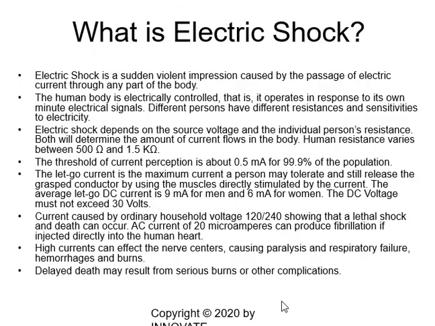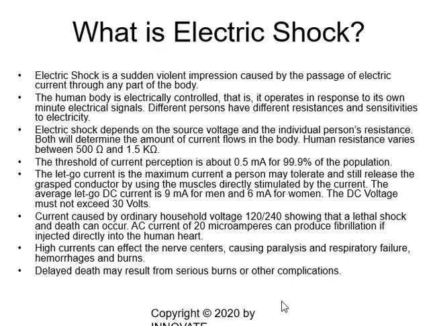What is electric shock? Electric shock is a sudden violent impression caused by the passage of electric current through any part of the human body. The human body is electrically controlled. That is, it operates in response to minute electrical signals. Everything in the brain has electric signals. All the nervous system is based on electric signals.